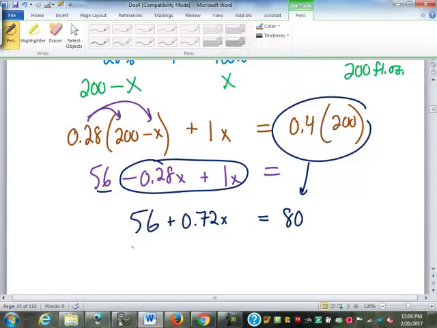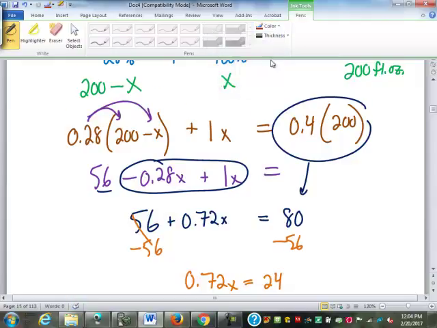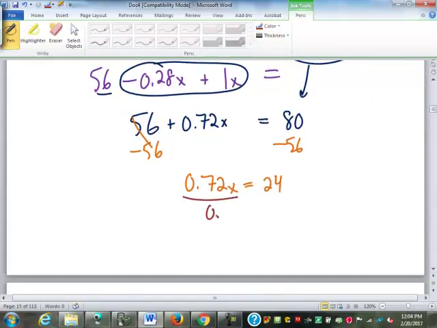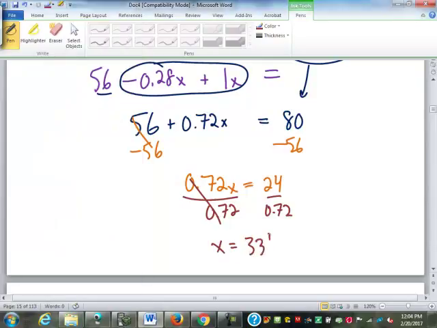So now we go to solve this. We will subtract the 56. 0.72x equals 24. And now we'll divide by 0.72. So x equals 24 divided by 0.72. So 33 1/3.